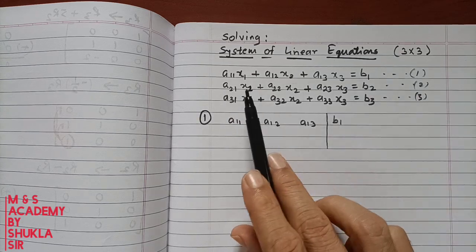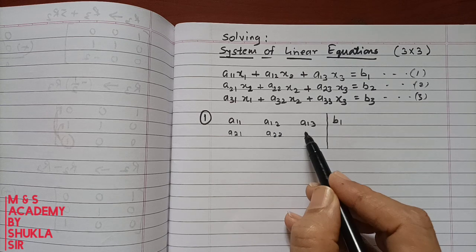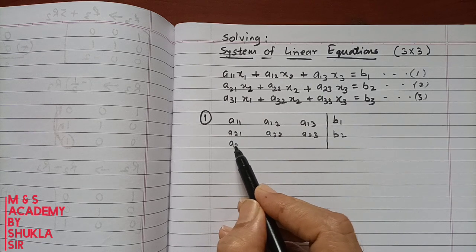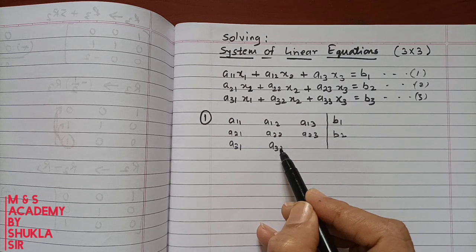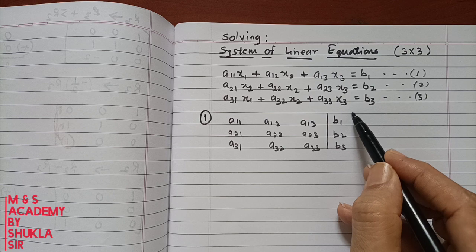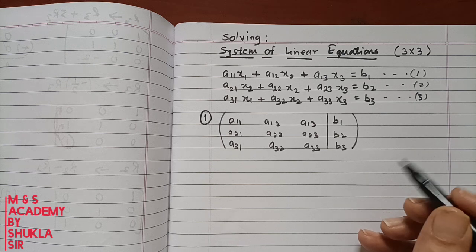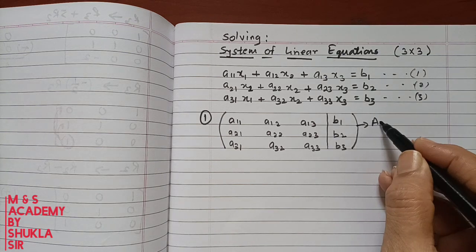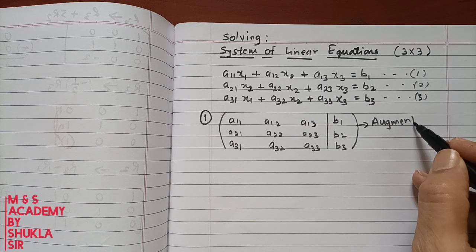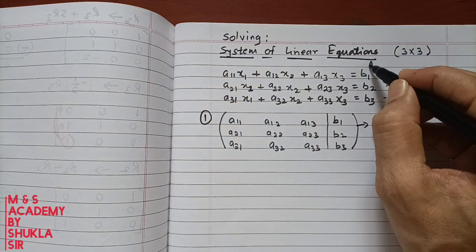Similarly, we can write the coefficients of the second row. So a21, a22, a23 and this is v2. Similarly, a31, a32, a33 and this is v3. Writing the given system in this form is called an augmented matrix. And this is the system of linear equations.